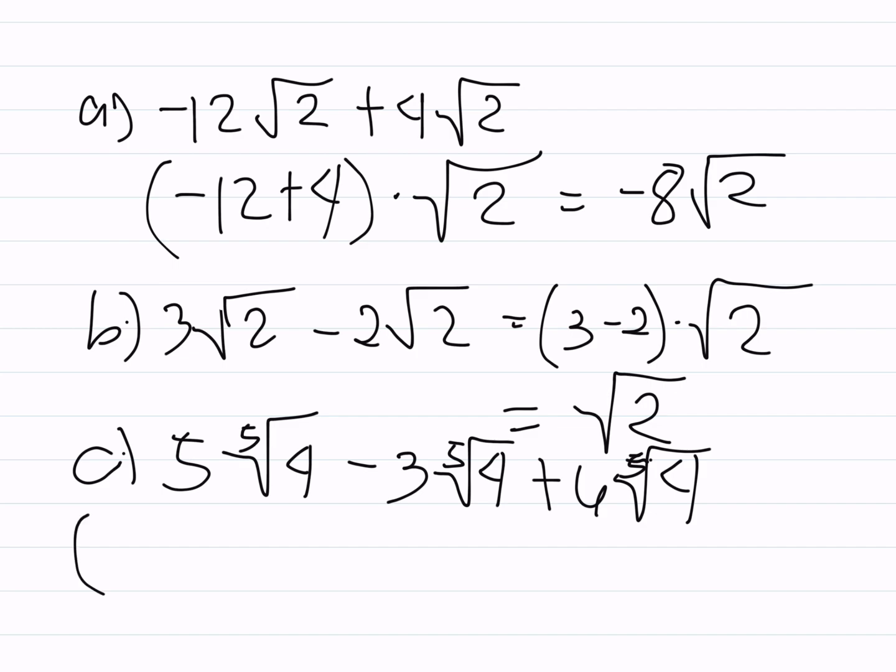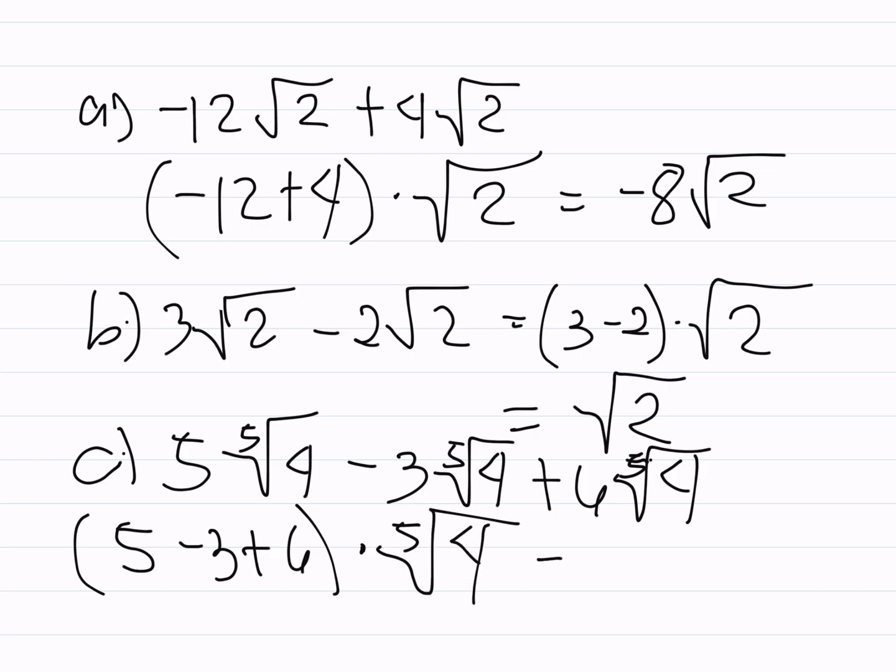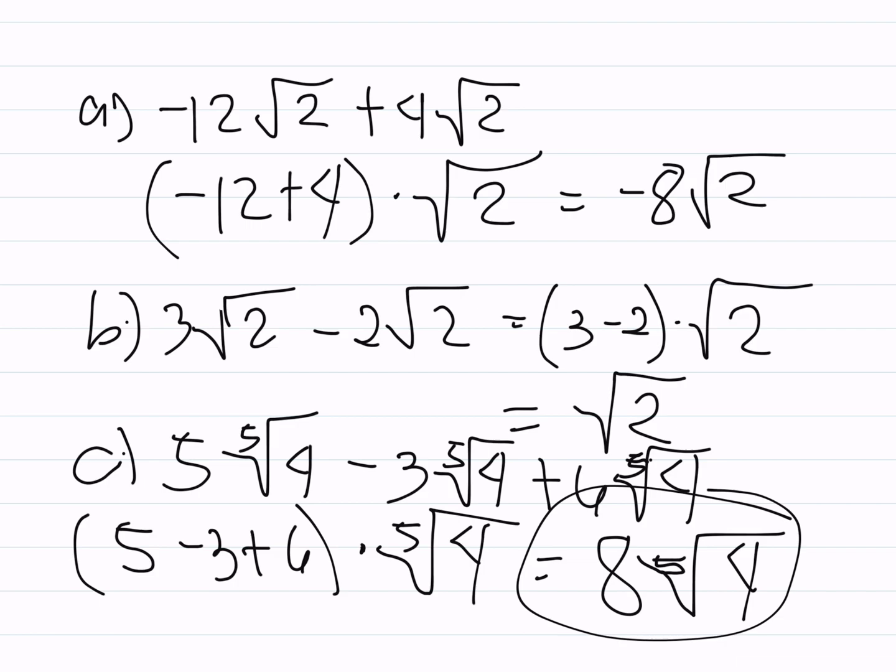Okay, so again, just combine the base. So 5 minus 3 plus 6 times the fifth root of 4, which is equal to, so 5 minus 3 is 2, 2 plus 6 is 8, 8 times the fifth root of 4. We have 8 fifth root of 4. So this is now the final answer. So that's it.